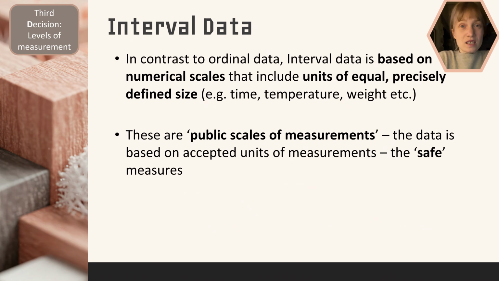Interval data is more precise. It's measured on public standardized scales, like temperature, time, or weight, where the intervals between numbers are equal. For example, 20 degrees is exactly 10 degrees warmer than 10 degrees, because temperature is measured on a fixed scale. This makes interval data the most informative and reliable type because it allows us to use more powerful parametric tests.